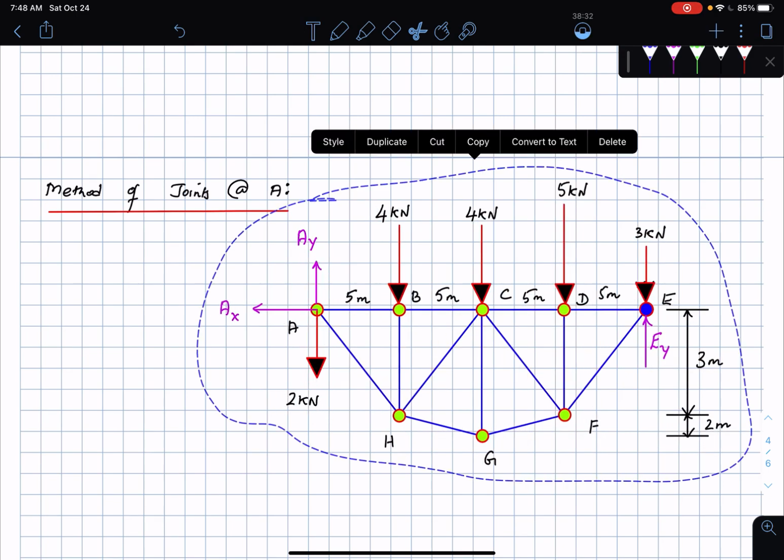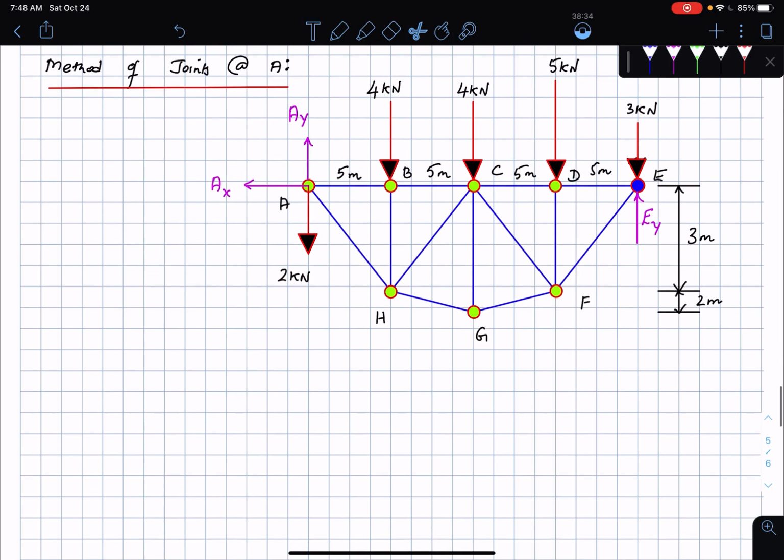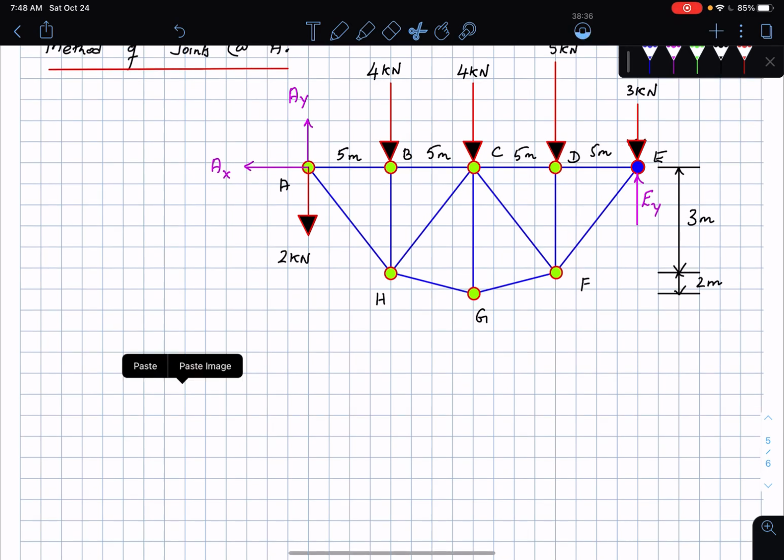All right. So if I draw the pin free body diagram at the point A, what do I have? Here is first of all the pin. So this is pin A. Then what are the forces I have? The forces I have are AY, which is pointing up.